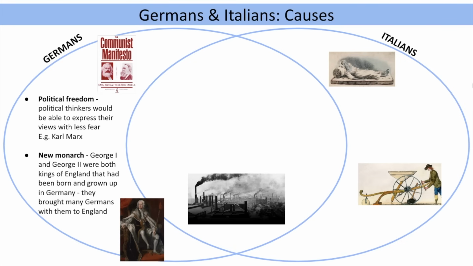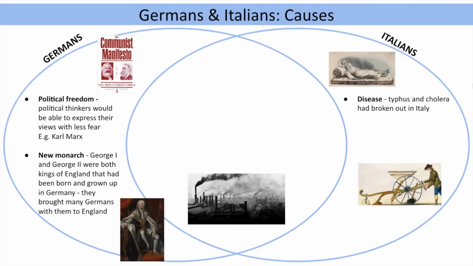Another key cause that's unique to the German migrants is that in the early 1700s, a new King of England is needed, and they have to ask George I to come from Germany, where he'd grown up, to be King of England. He obviously favours Germans, bringing lots of German nobility with him when he comes, so that's a key political reason for German migration.